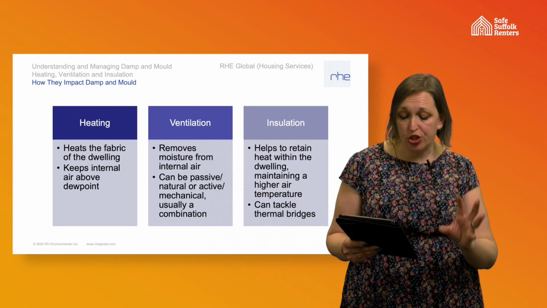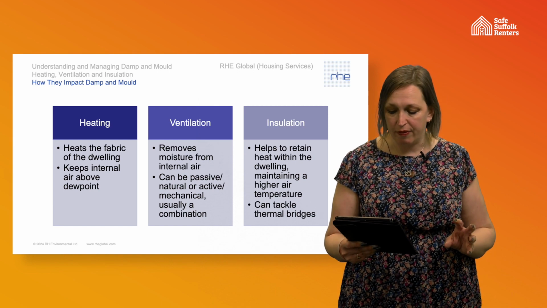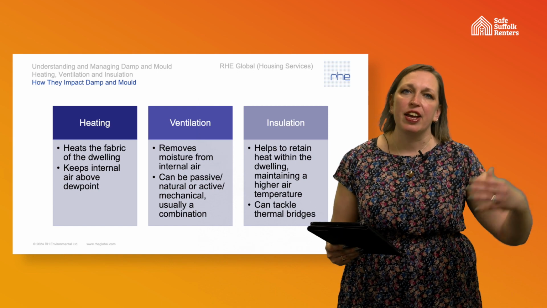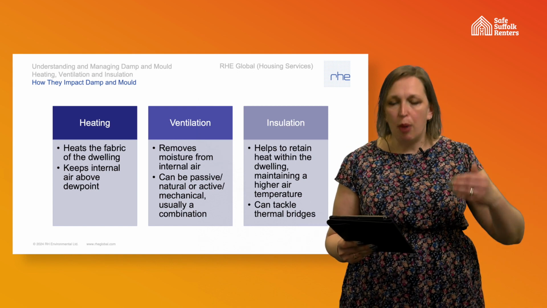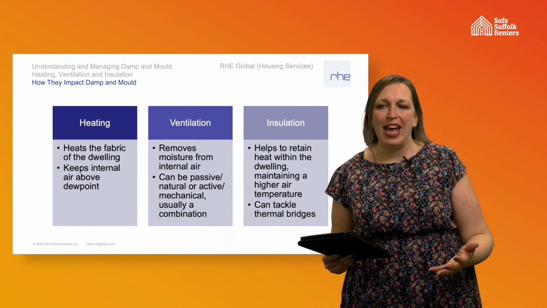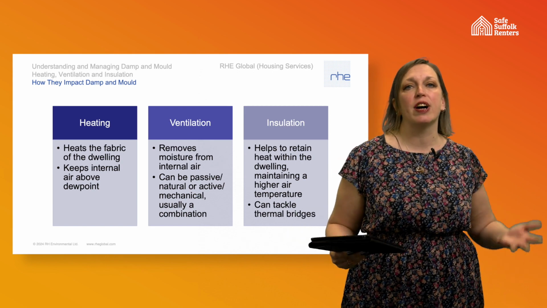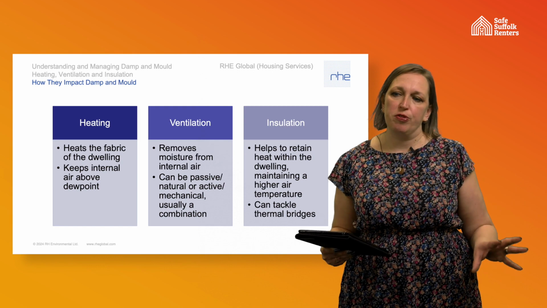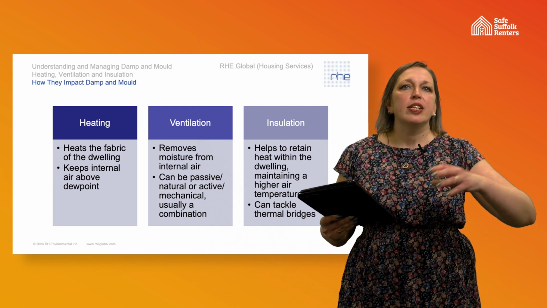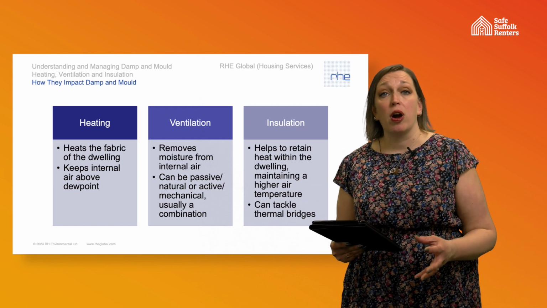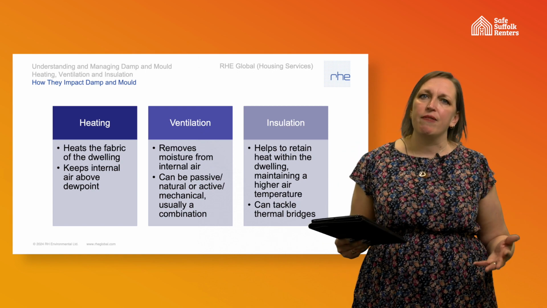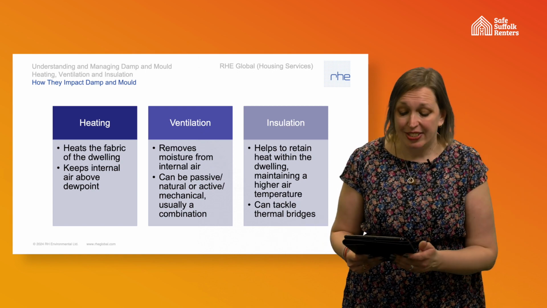Although traditional houses are built with more natural background ventilation, they may have had impermeable surfaces added, and we may have sealed them up. We may have made them more airtight because we're looking for thermal comfort as well. So we might have draft-proofed our house. We might have sealed up the chimney because we don't have a fire anymore. So we've removed a lot of the background ventilation, and we need to replace that.